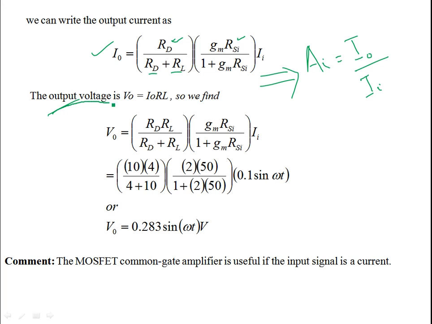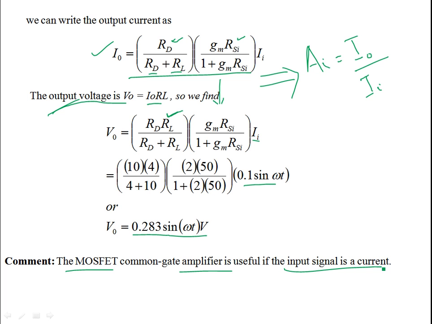For the output voltage V0, V0 is given by I0 RL. So you have to multiply this relationship with RL. That just brings RL into this expression. From here to here, there is only one difference, and that's RL. And II is given as 0.1 sine omega t. Just substitute the values for gm, RSI, RD, RL, and you find that V0 is equal to 0.283 sine omega t volts. So the MOSFET common gate amplifier is useful if the input signal is current.